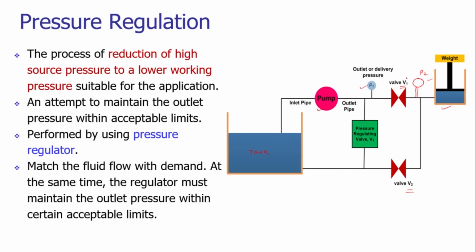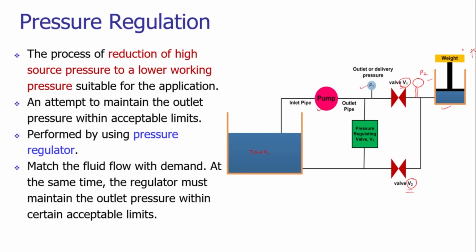We have two control valves, V1 and V2. If we operate valve V1 and close valve V2, the pressurized fluid is applied inside the piston cylinder arrangement and we can have the lifting of the weight. If we close valve V1 and valve V2 is open, then we can have the lowering of the weight.